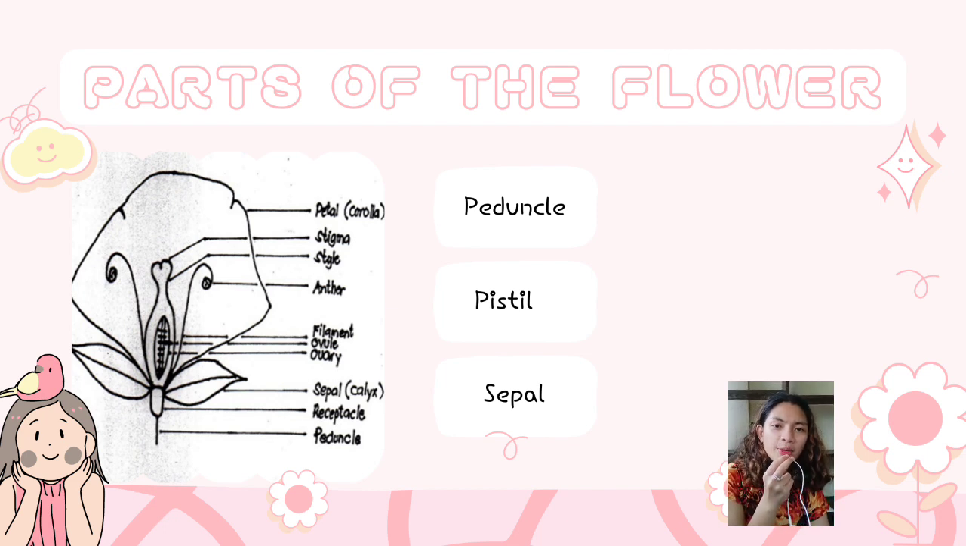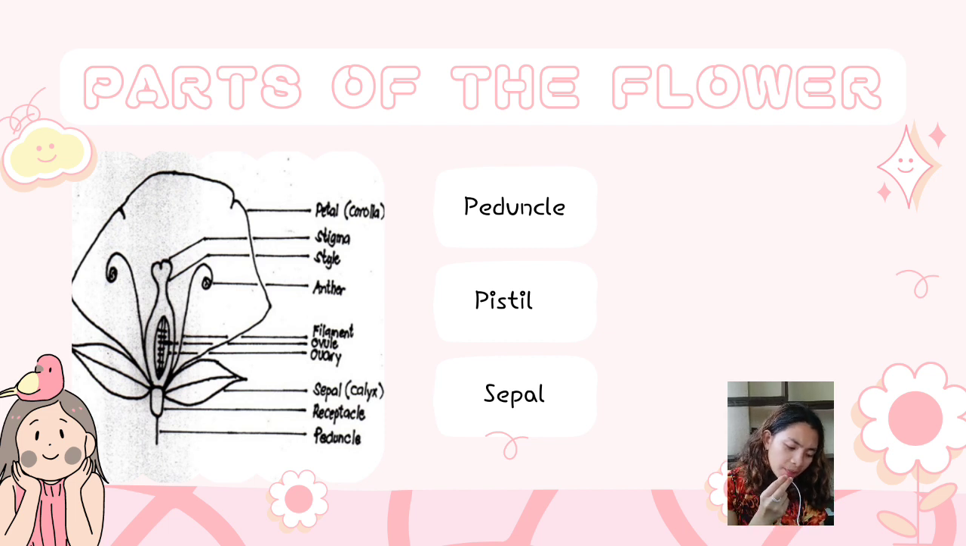And next, we have the parts of the flower. It has six parts. First is the peduncle. It is the stalk or stem of the individual flower. Second is the pistil, the female reproductive organ of the plant, which consists of style, stigma, and ovary. Now, ovary is the base, usually enlarged or hollow part which contains one or more ovules or rudimentary seeds.